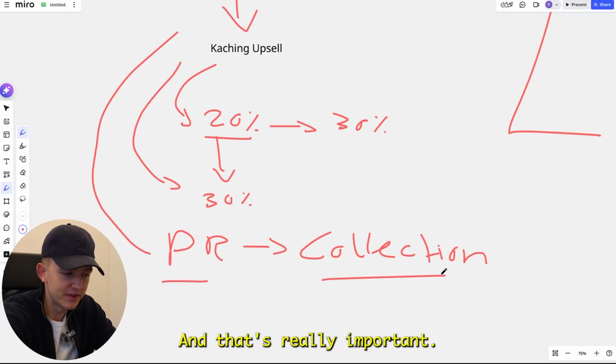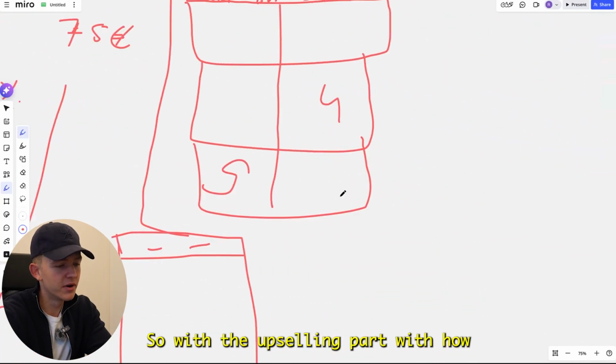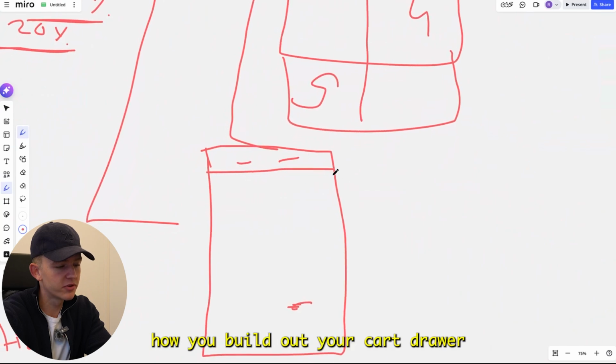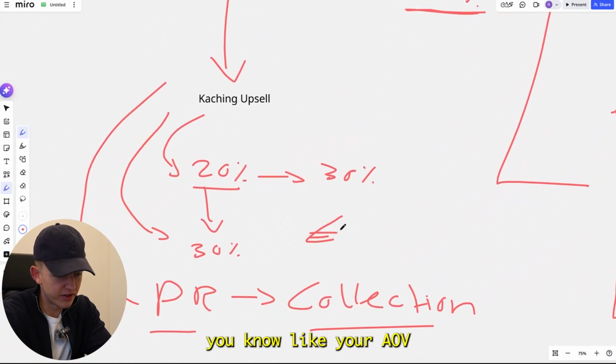And that's really important. So when you combine these things, the upselling part, how you build out your collection page, how you build out your cart drawer, this is already going to make sure that your AOV will be like 90 or €100.